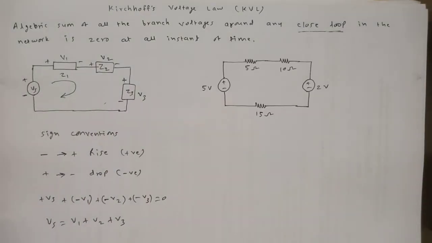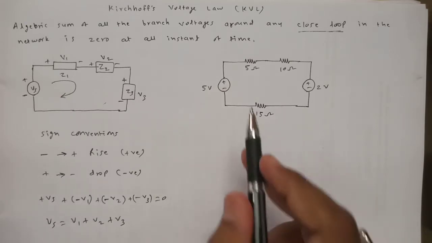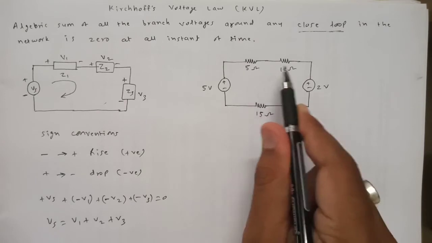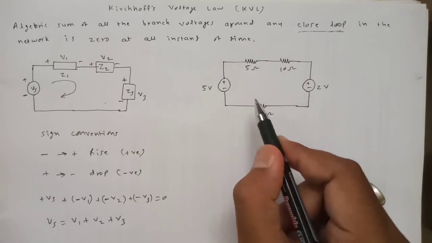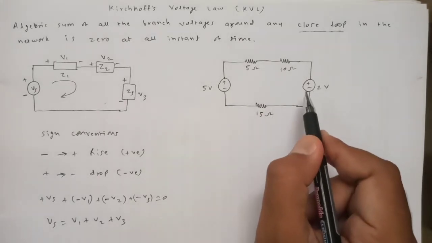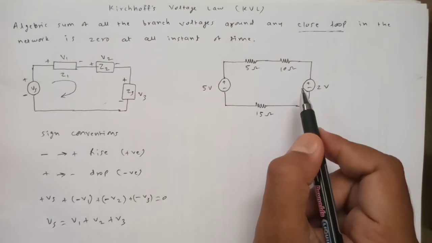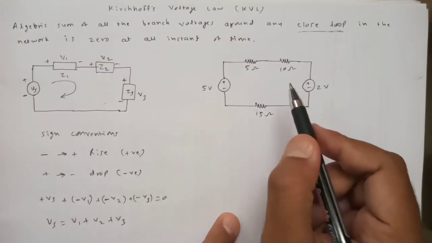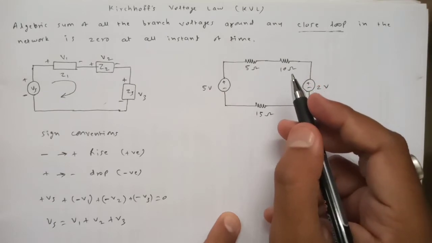Let us try to understand the same concept in brief using this example. Here we have taken two voltage sources and three resistors, and the voltage sources have polarity like this. The first thing we have to do is consider a loop through which the current is flowing, and we have to consider the voltages generated.